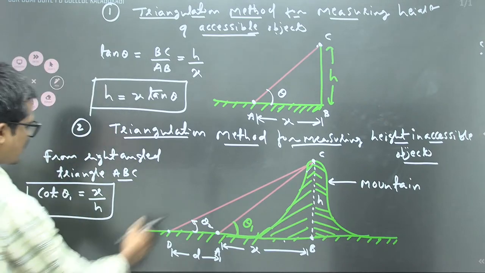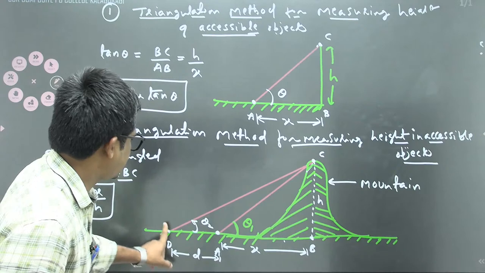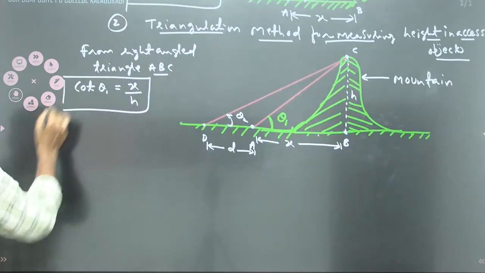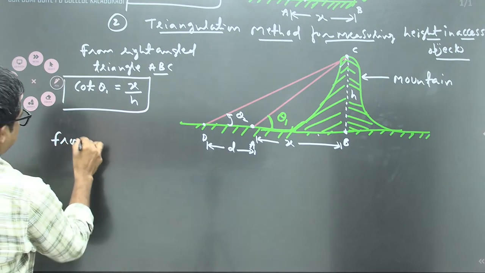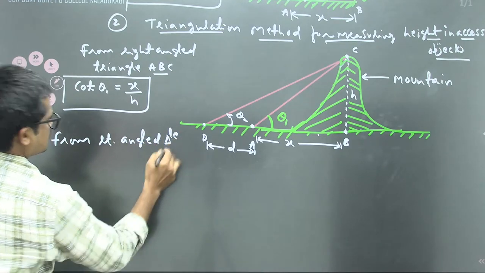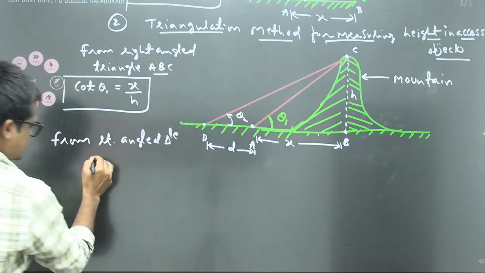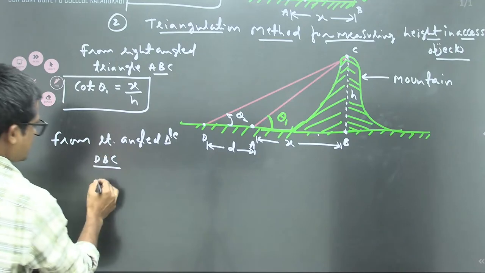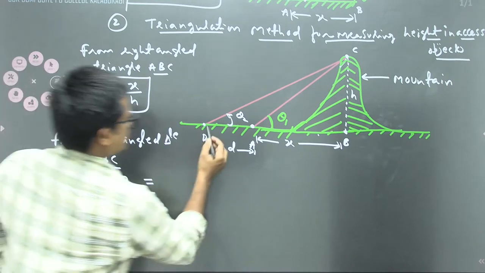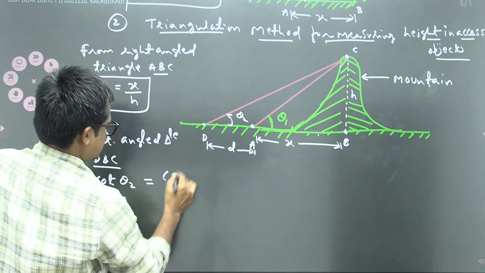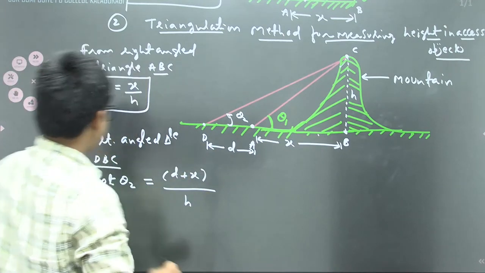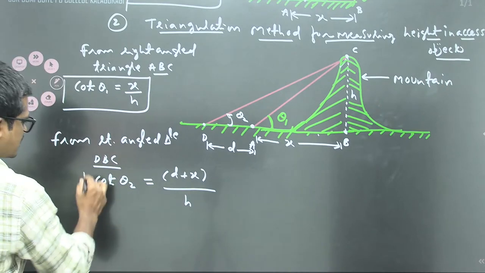Okay. Now, in the same way, you apply the same concept to another triangle. What is that? DBC. Now from the right angled triangle DBC, again cot theta, cot theta 2 this time. The angle is 2, no? Cot theta 2 equals, here again base, D to B is the base. What is that? d plus x divided by, again the height, the perpendicular, is the same. Base by perpendicular. Right or not? This is cot theta 2.